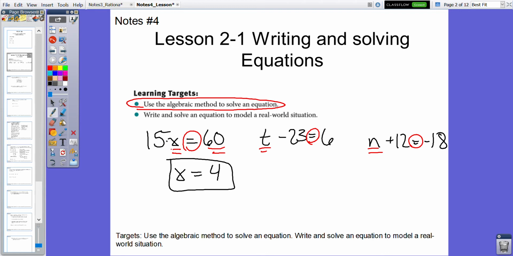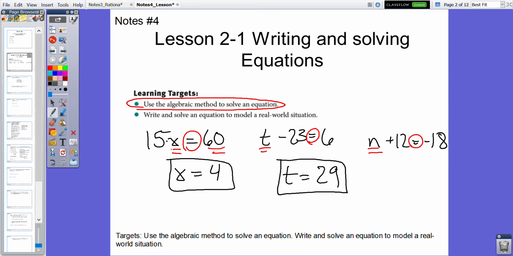Looking at the second equation, I have some number t minus 23 equals 6. If I'm subtracting 23 from a number and I get 6, that means their difference is 6. So if I go forward 6 places on my number line, 23, 24, 25, 26, 27, 28, 29, that's where we would find t. So the only value that makes this true is t equals 29.